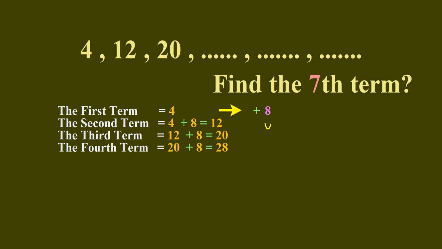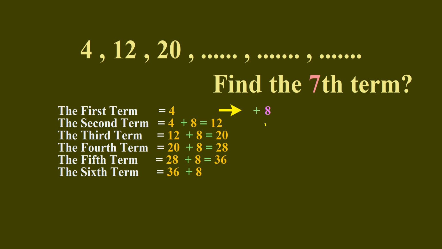And the fifth term is equal to 28 plus 8, which equals 36. By the same method, we can get the sixth term, which equals 36 plus 8, which equals 44. And the seventh term is equal to 44 plus 8, which equals 52.